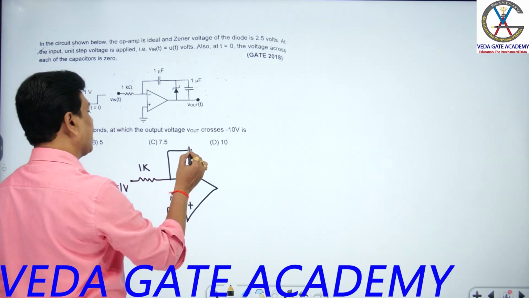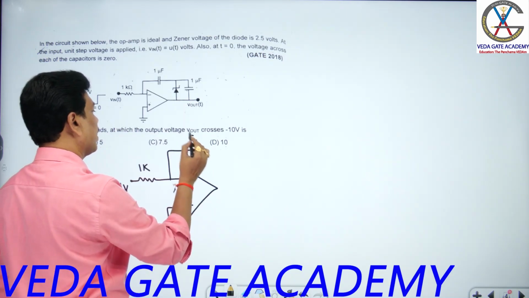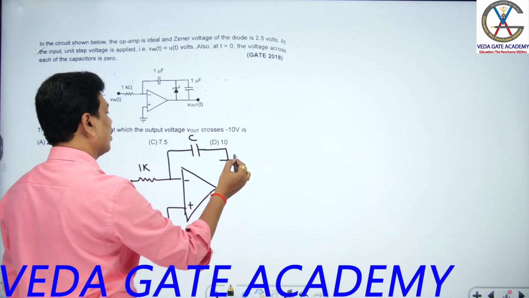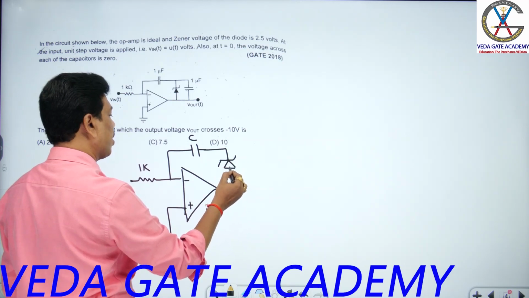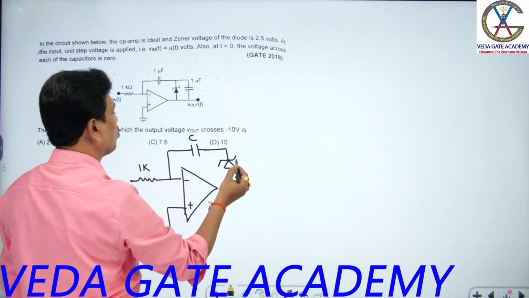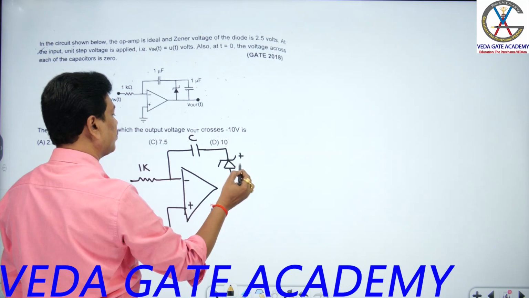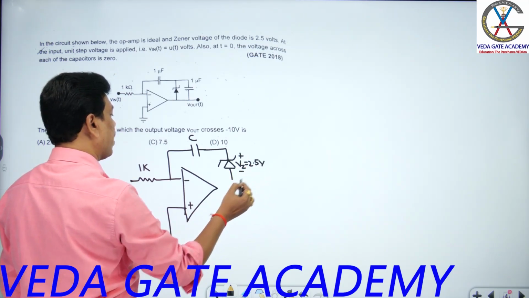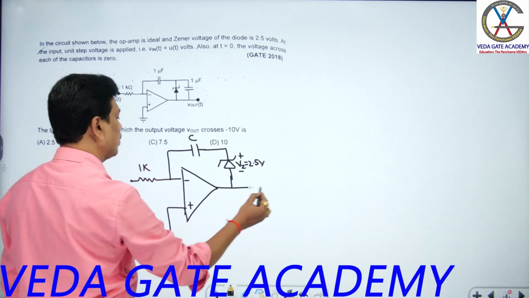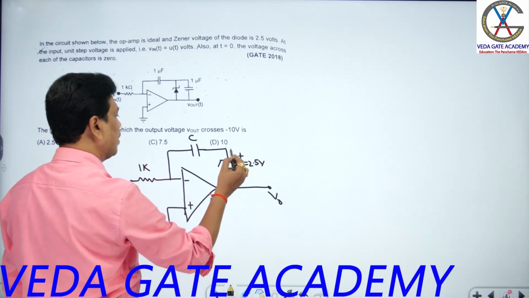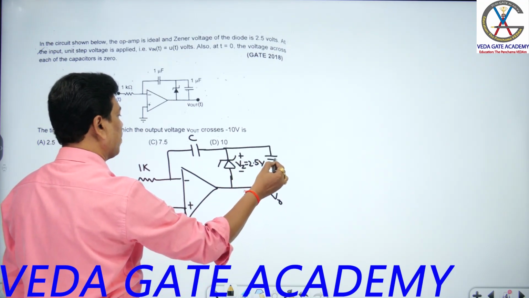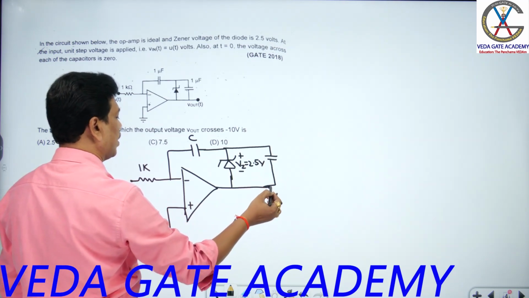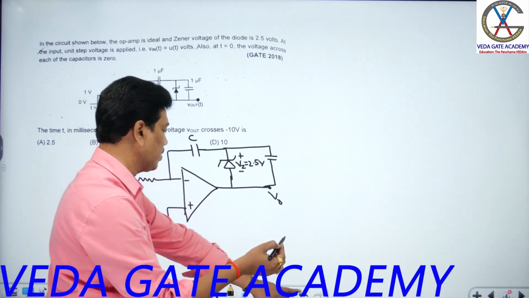This is a capacitor. Confirm. This is a Zener diode, sir. Breakdown voltage is given 2.5 volt, you can call, 2.5 volt breakdown is there, students. This is the place of V0. One more capacitor is there, you can call.